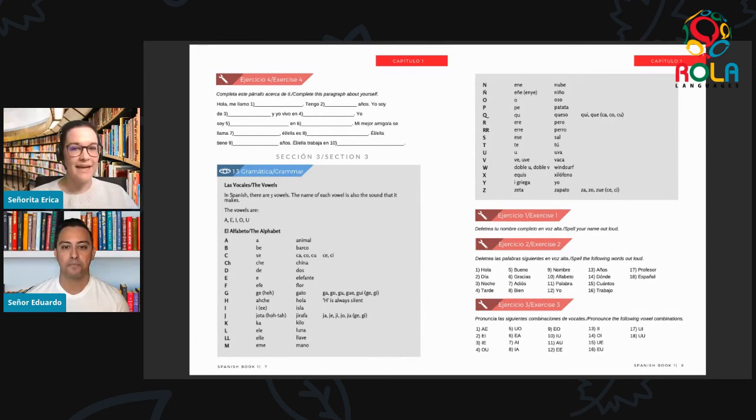A, B, C, D, E, F, G, H, I, J, K, L, M, N, Eñe, O, P, Q, R, S, T, U, V, W, X, Y, Z. Muy bien. Muchísimas gracias, señorita Erika.